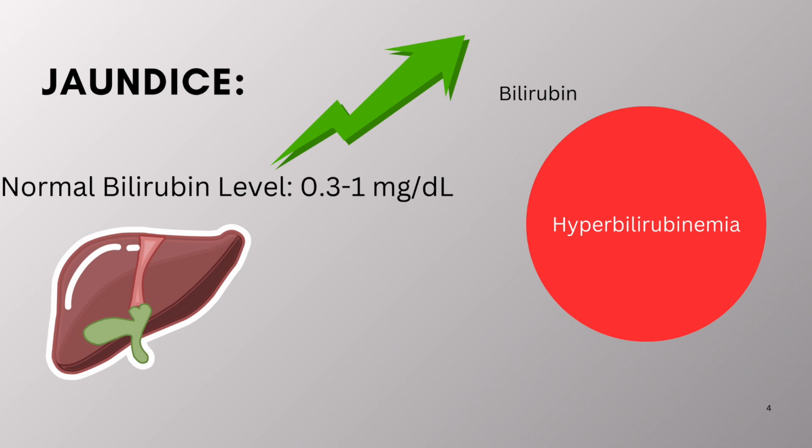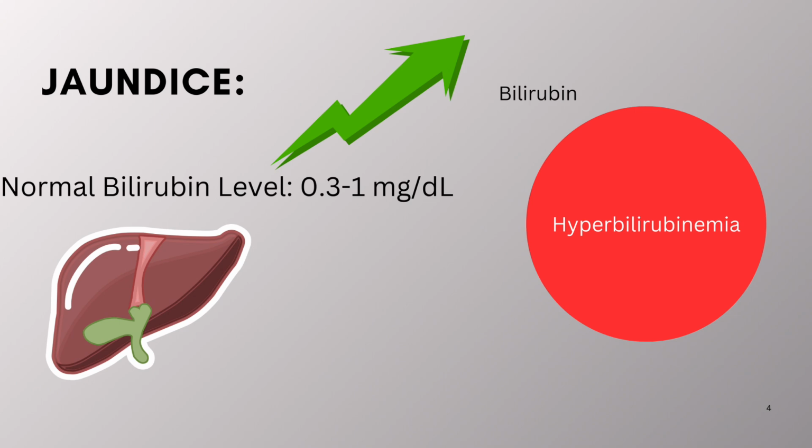I told total serum bilirubin. If it is between 2 to 3 mg per deciliter, then sclera will be yellow. If it is between 4 to 5 mg per deciliter, face will be yellow. Next, we will see the definition.